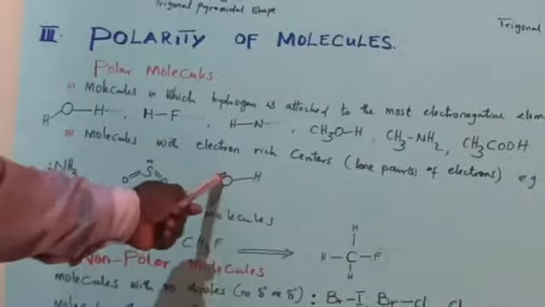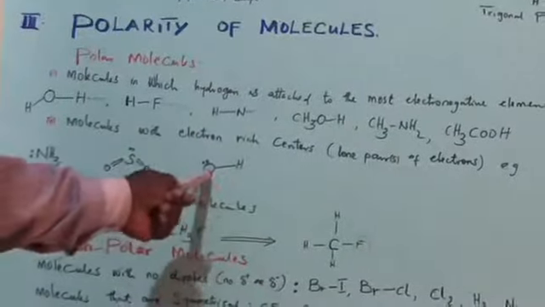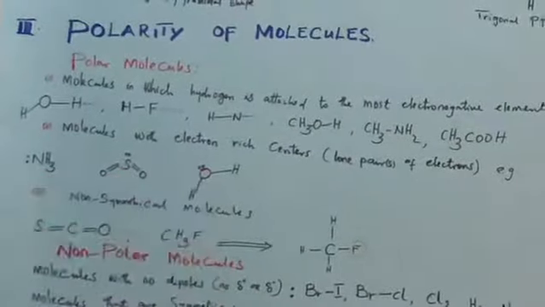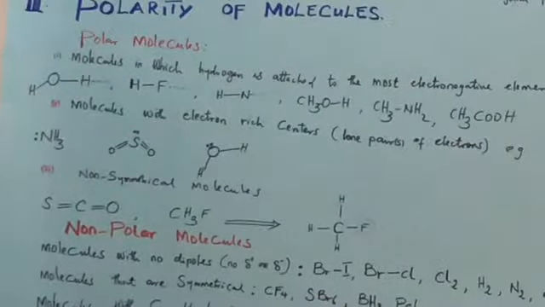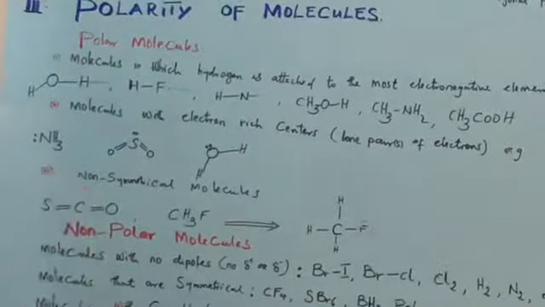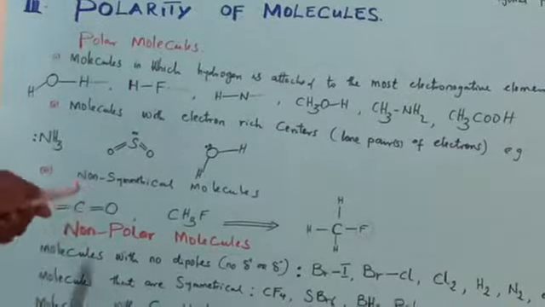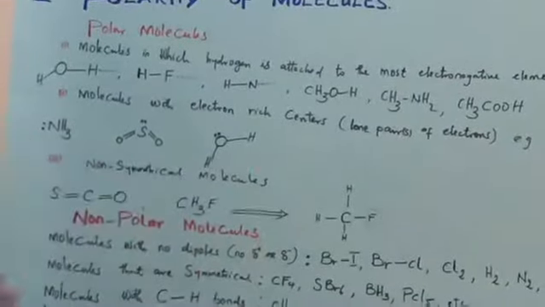Then go to water. Water here has a lone pair of electrons, and again, oxygen is an electronegative element, which makes water a more polar molecule. Then another factor you can consider in the polarity of a molecule is the non-symmetrical nature of that molecule.